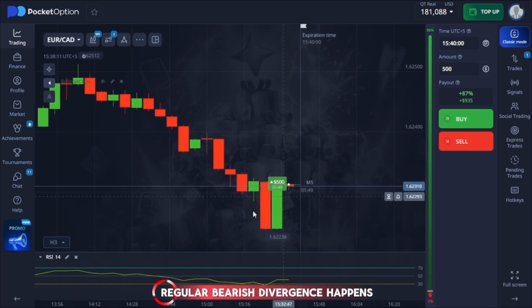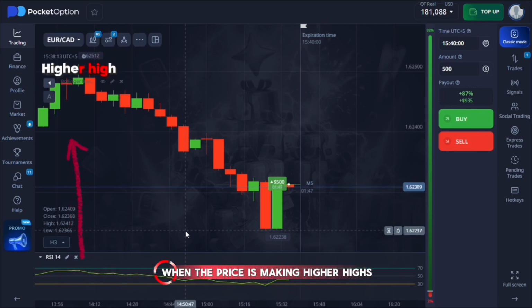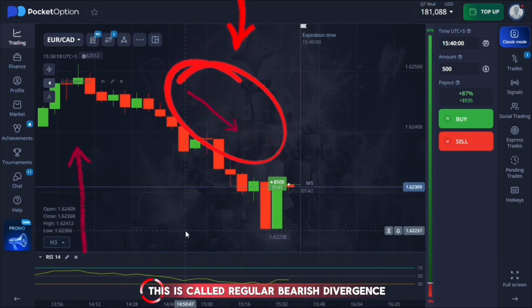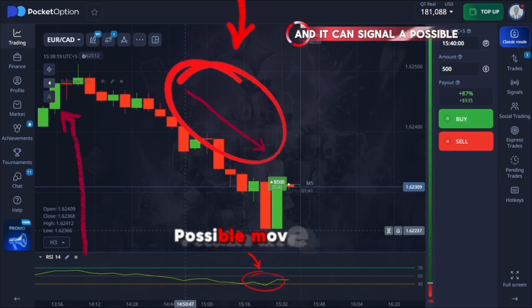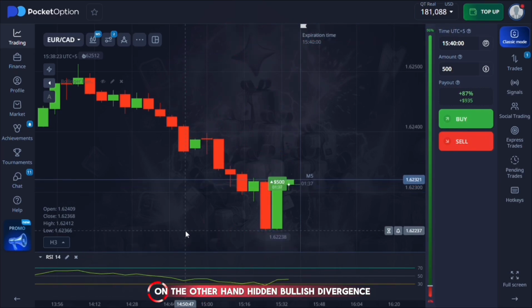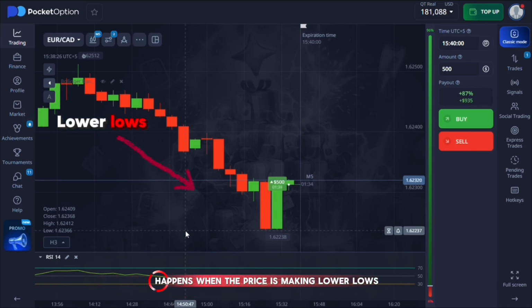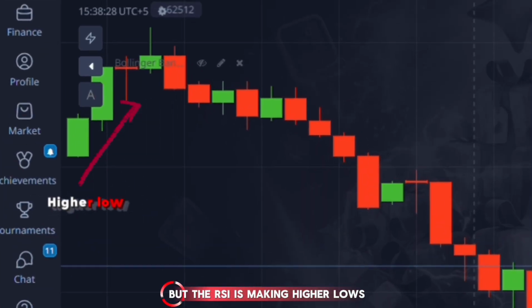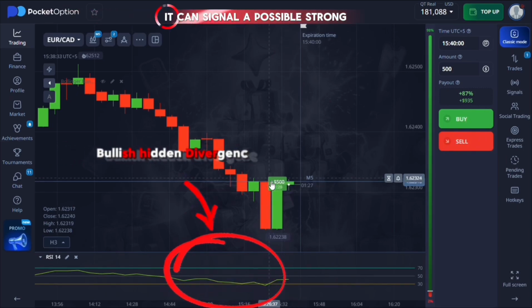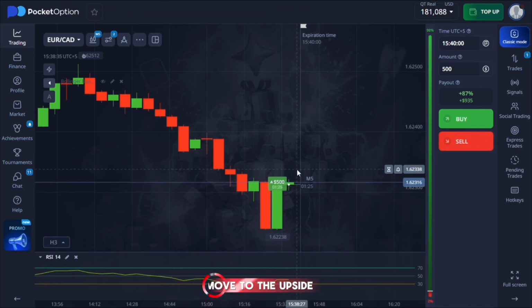Regular bearish divergence happens when the price is making higher highs, but the RSI is making lower highs. This is called regular bearish divergence, and it can signal a possible move to the downside. On the other hand, hidden bullish divergence happens when the price is making lower lows, but the RSI is making higher lows. This is called hidden bullish divergence, and it can signal a possible strong move to the upside.